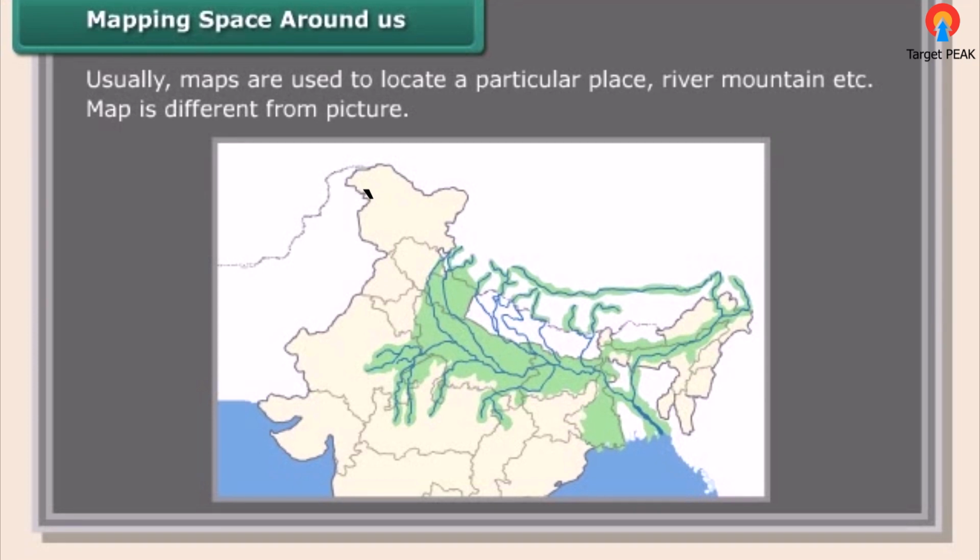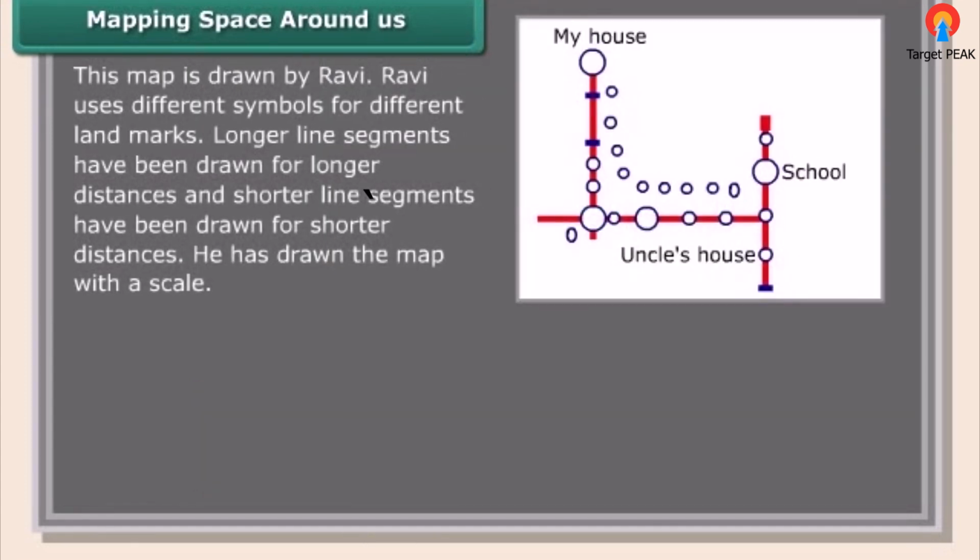From this map, it is very difficult to find which place is near Radha's house. We do not know the distance between circles. So, there is a lack of information. We cannot answer the questions. This map is drawn by Ravi.